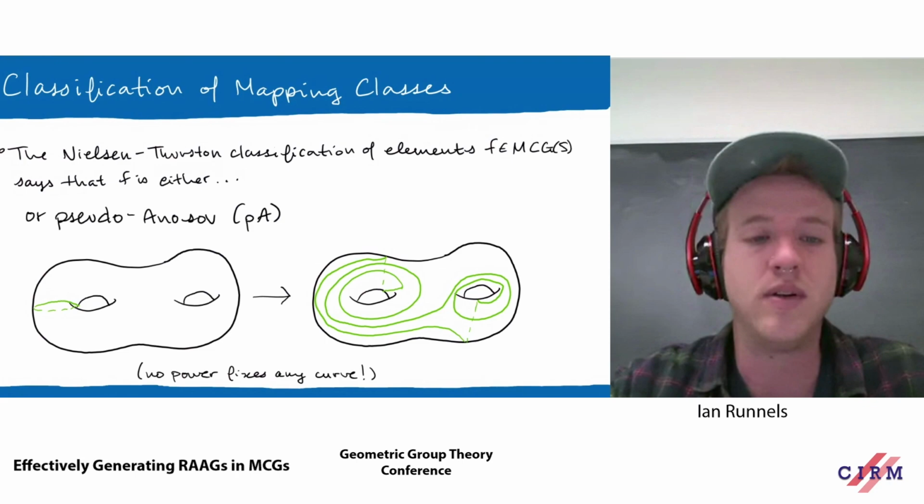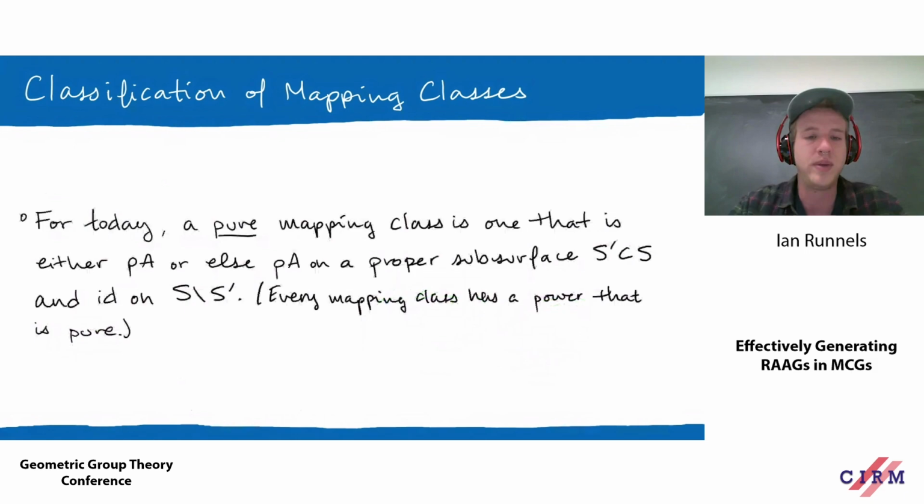Okay, a little bit of notation. I'm lying a little bit here, but for today, a pure mapping class is going to be either a pseudo-Anosov or something which is pseudo-Anosov on some proper subsurface of S and the identity on all of the complementary components. And I should note that every mapping class has some power which satisfies this property.